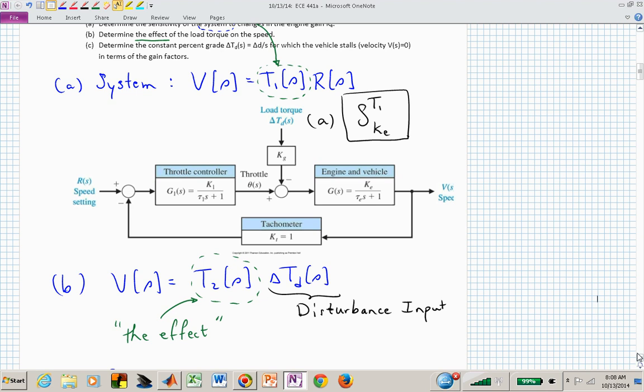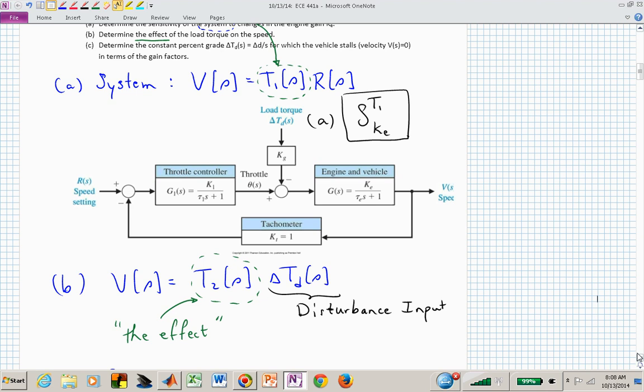But here the effect is the closed loop transfer function between the disturbance input, this delta T sub D, and that's now a load torque. You could sort of think of that as a change in the incline. You're in a car and you're on cruise control. You were on flat and level, and now you're approaching this incline. How is that going to impact your dynamic behavior? The effect in part B is to find simply T sub 2 of S.